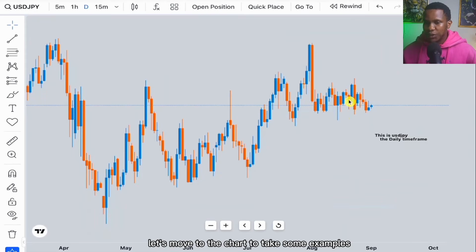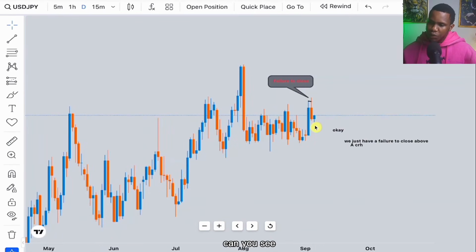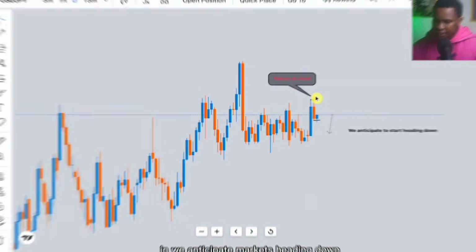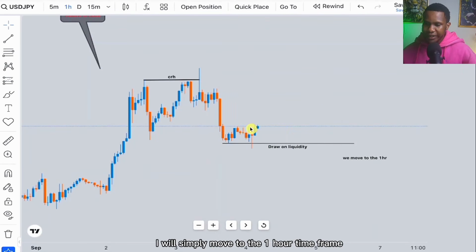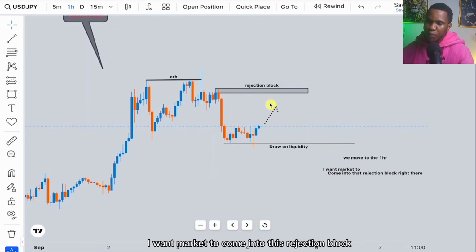Let's move to the chart to take some examples. Daily time frame USDJPY. Can you see we just had a failure to close above a candle range high right here, and we anticipate markets heading down. I will simply move to the 1 hour time frame. I want market to come into this rejection block right here.